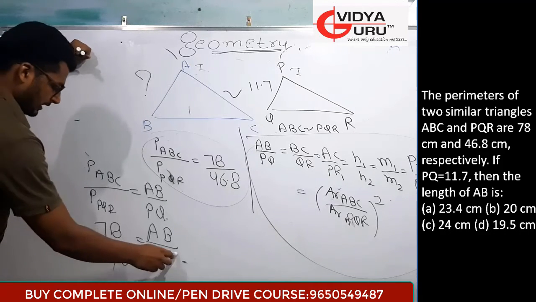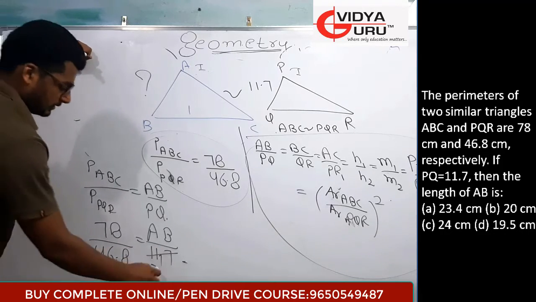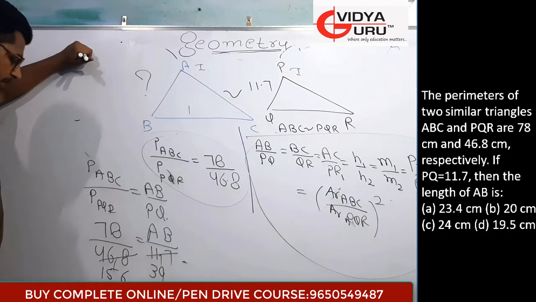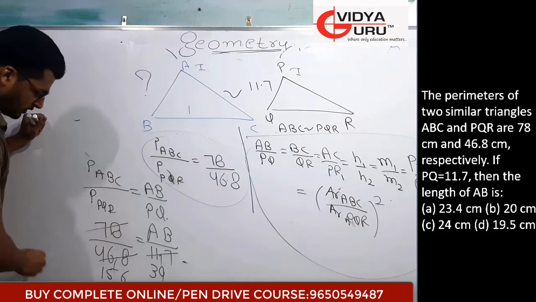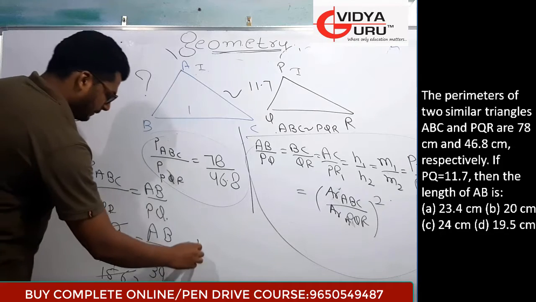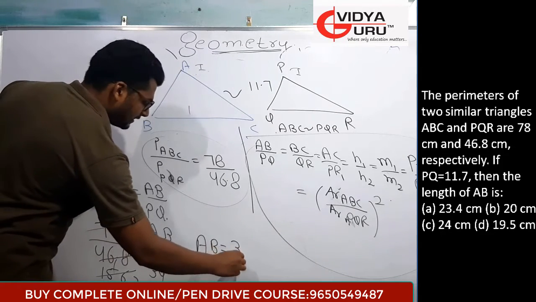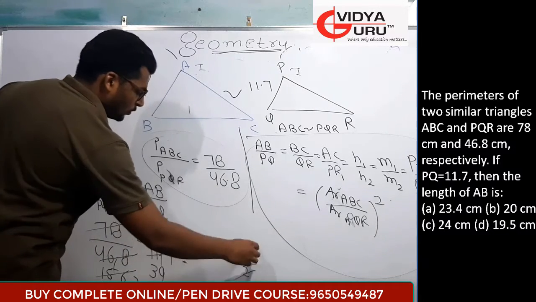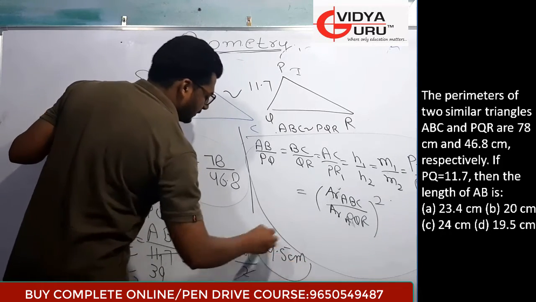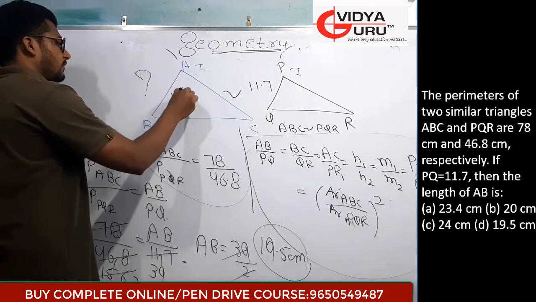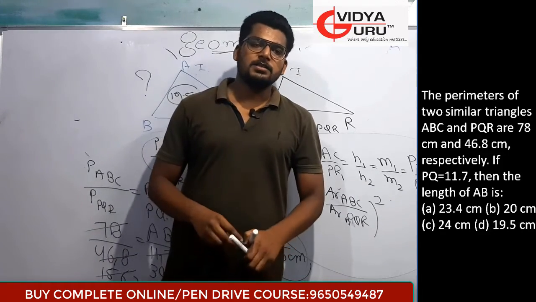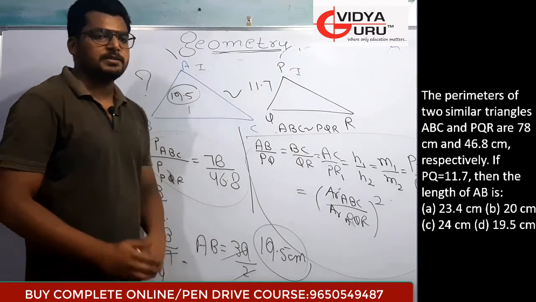If I cancel out this point, the decimal will be cancelled. 3 9s are 27, 3 1s are 3, 3 5s are 15, 3 6s are 18. 78 2 times is 156. AB will be equal to 39 by 2, which is 19.5 centimeter, the measure of AB. Option D is the correct answer of this question. Moving on to our next question.